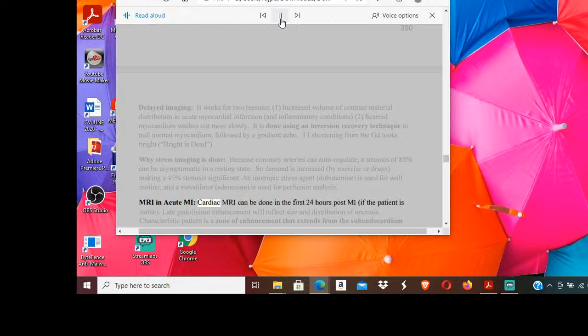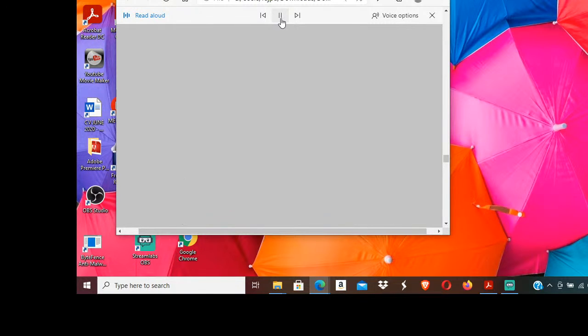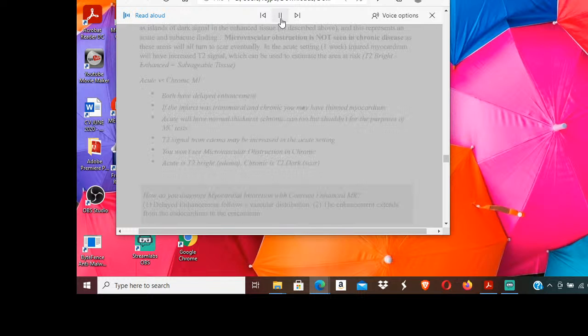In acute MI, cardiac MRI can be done in the first 24 hours post-MI, if the patient is stable. Late gadolinium enhancement will reflect size and distribution of necrosis. Characteristic pattern is a zone of enhancement that extends from the subendocardium toward the epicardium in a vascular distribution. Microvascular obstruction will present as islands of dark signal in the enhanced tissue, as described above, and this represents an acute and subacute finding. Microvascular obstruction is not seen in chronic disease as these areas will all come to scar eventually. In the acute setting, 1 week, injured myocardium will have increased T2 signal, which can be used to estimate the area at risk. T2 bright, enhanced equals salvageable tissue.